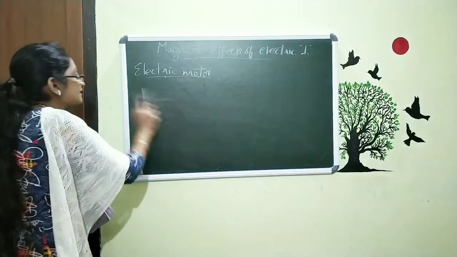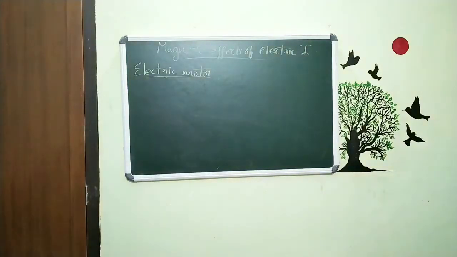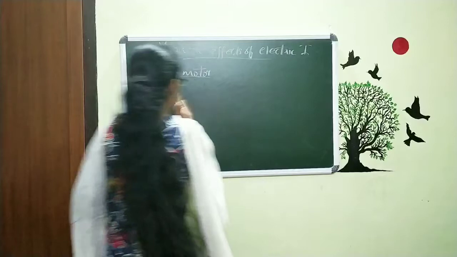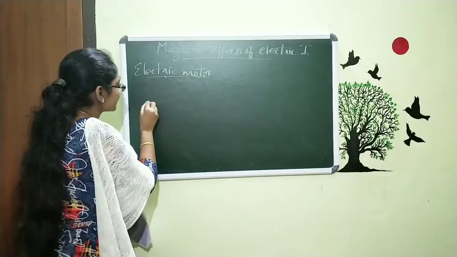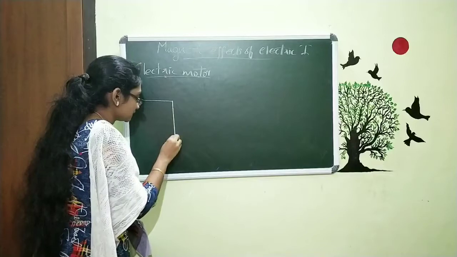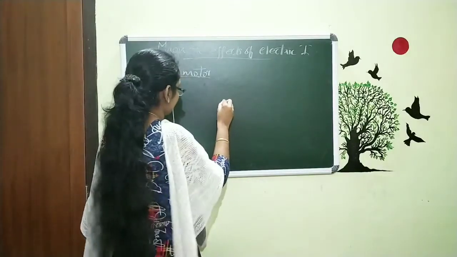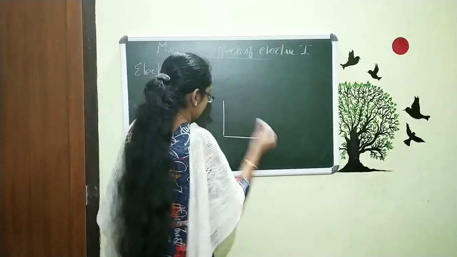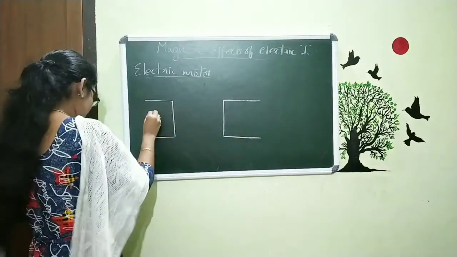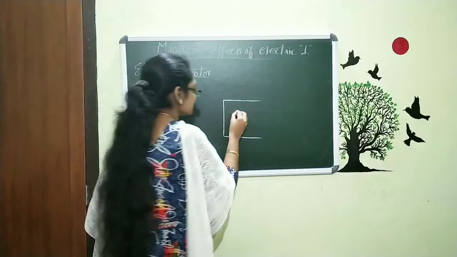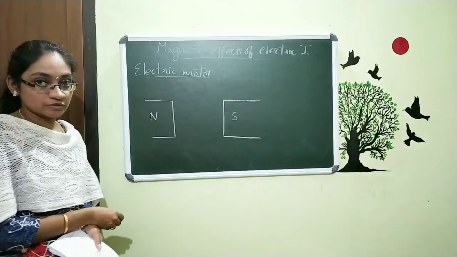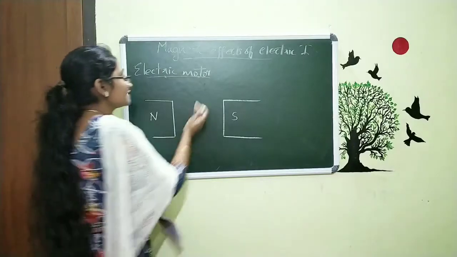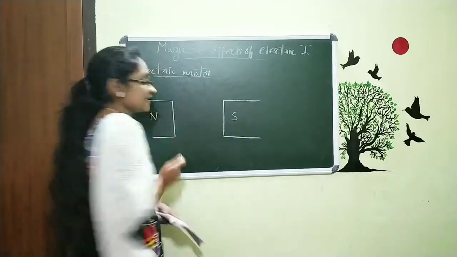In your textbook, you can see one neat diagram. You want to study that diagram, and in your examination you want to draw it. The picture is at page number 232. The diagram is like this. You can see two magnets here. This is the North Pole and this is the South Pole. In between these magnets, there is a space.